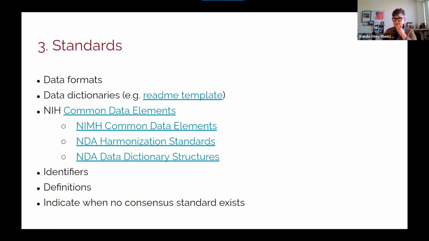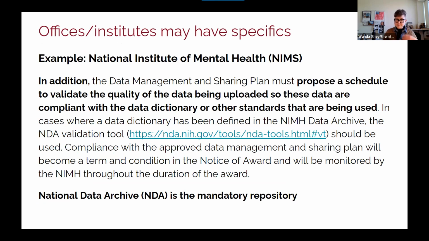So with those standards, there may be some offices or institutions that may have specific requests. This is an addition, an example from NIMH, National Institute of Mental Health. For this example, the plan must include a schedule to validate the quality of the data being uploaded, so these data are compliant with the data dictionary and other standards being used. The schedule is referring to the timeline of data submissions. Policy, I think, is every 6 months or so. And we'll talk a bit more about NIMH and NDA a bit later.